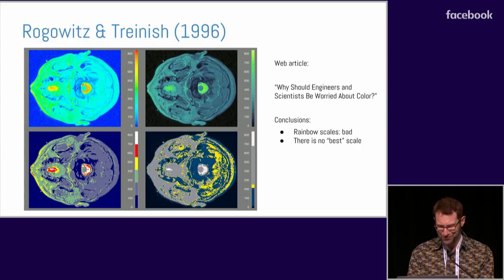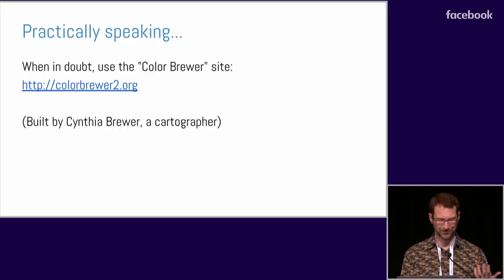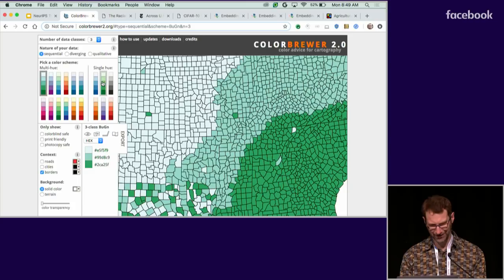Practically speaking, how do you make sense of all of these different types of colors? There's a lot of theory, and one of the things that I would say is that a great way to use these things in practice is to go to a site called Color Brewer, and this was created by Cynthia Brewer. She's a cartographer. It's colorbrewer2.org. And it's actually a very beautiful site on a number of levels.